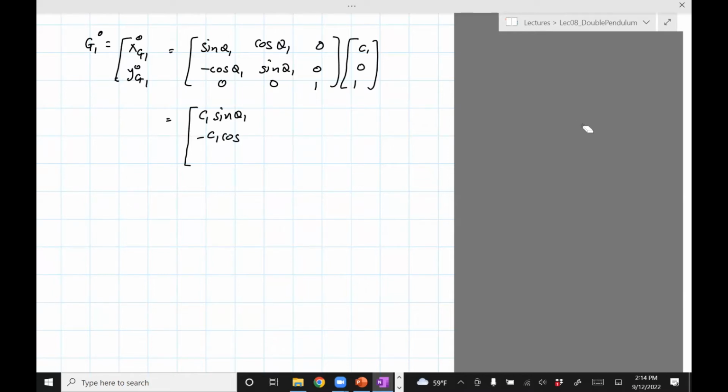and there will be a 1 coming up. It's a 3 by 1 vector, right? It's not 2 by 2, just because of the way the homogeneous matrix is defined. So C1 cosine theta 1, and then there'll be a 1. So the last row just says 1 equals 1, which is true. So xg1 is C1 sine theta 1, and yg1 is minus C1 cosine theta 1.